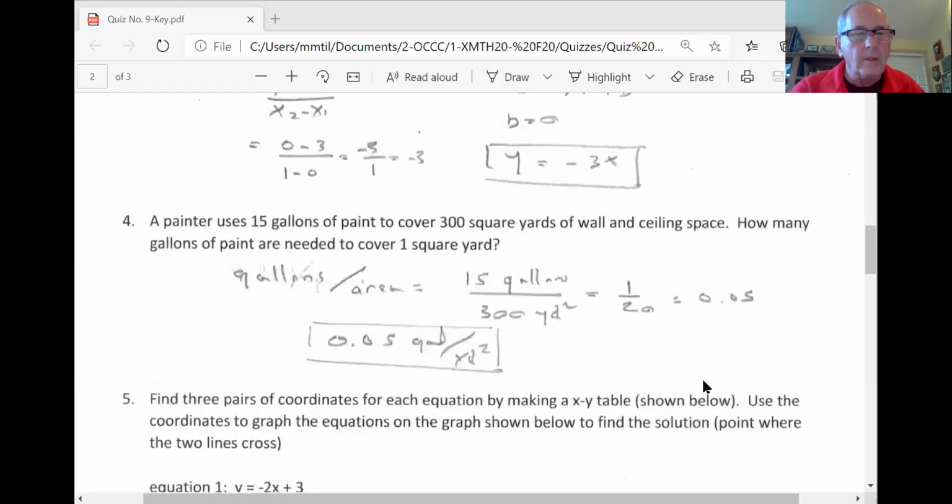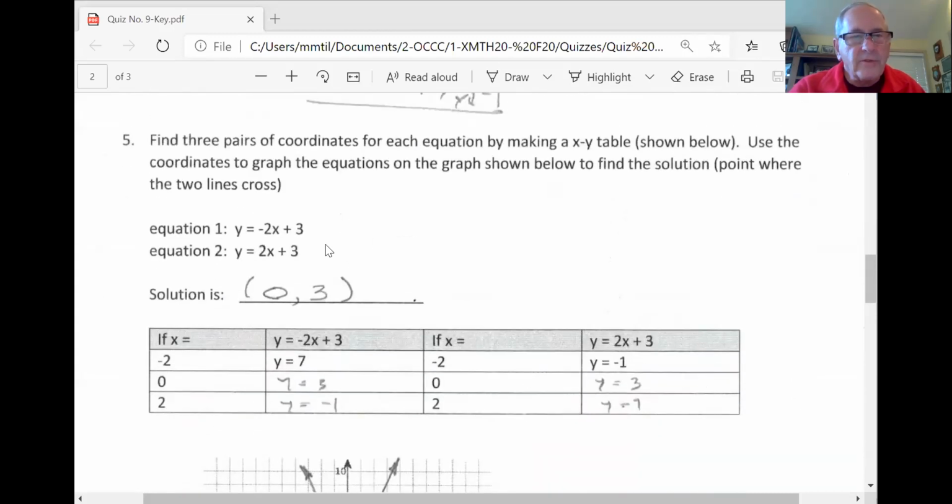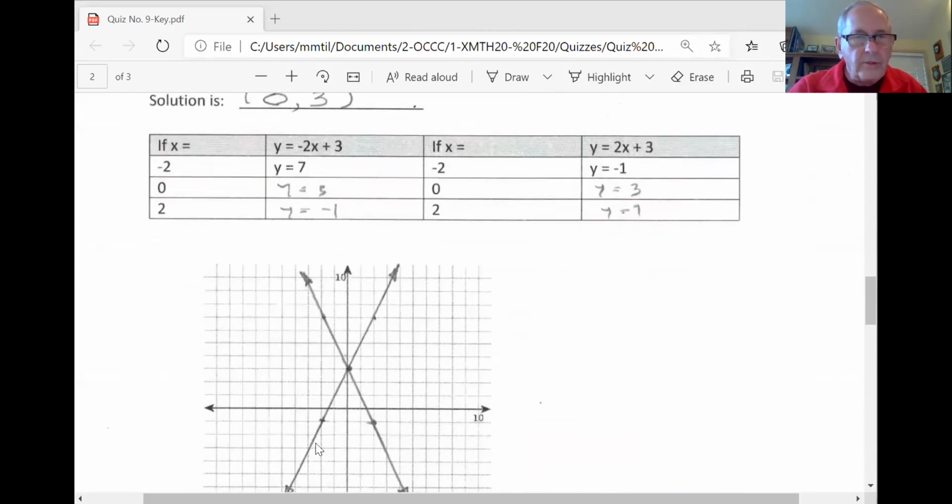Okay. Number 5. What I want you to do there is just fill in this table, right, where x is equal to 0 and x is equal to 2, with this equation here, y is equal to minus 2x plus 3. So you're just substituting 2 in for x, solving for what y is. And then you've got 3 points. You've got a negative 2 and a 7, a 0 and a 3, a 2 and a negative 1. Plot those on this graph here, okay?